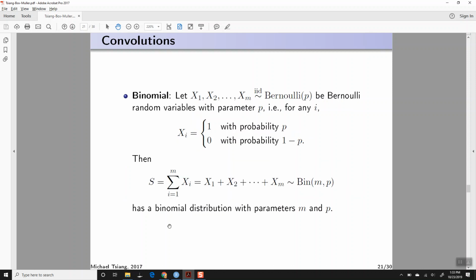So here we have it, right? A binomial is just kind of the sum of Bernoullis. So you do a bunch of coin flips. Bernoulli is a coin flip, and you either get a 1 or a 0. And then if you add those up, if you do it m times, then you've got a binomial distribution with parameters m and p.